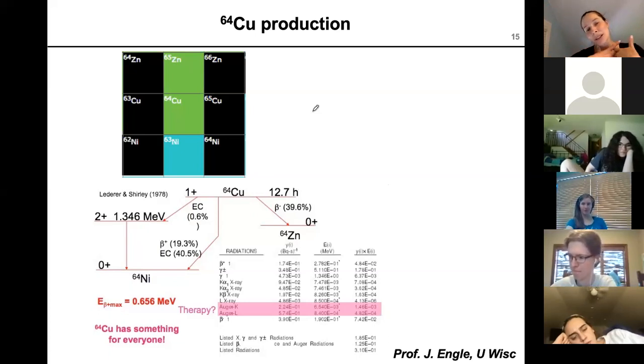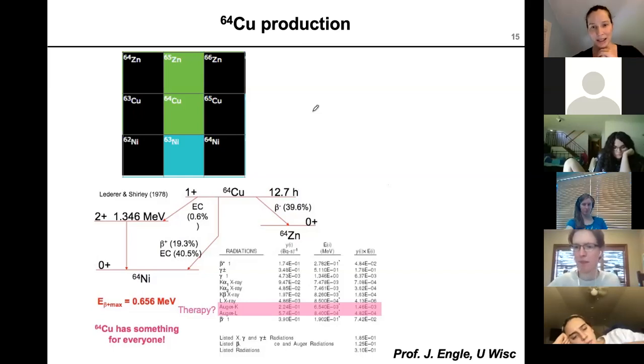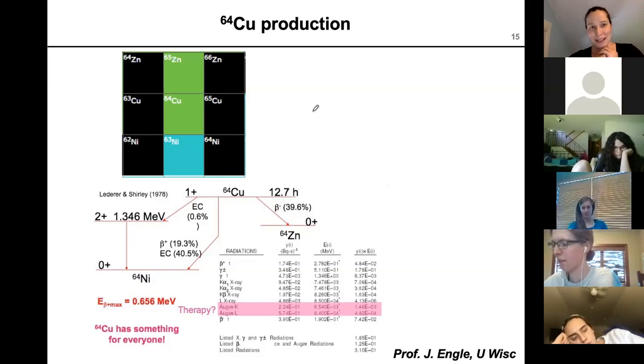What we predominantly use copper 64 for is positron emission tomography. The therapy effect is fairly minor. The energy of the beta that's emitted is not very strong, the beta minus. The positron is fairly low energy, so that's nice. That gives us nice high resolution images. So the challenge with the copper 64 targetry synthesis is that you need to find, again, an enriched sample.